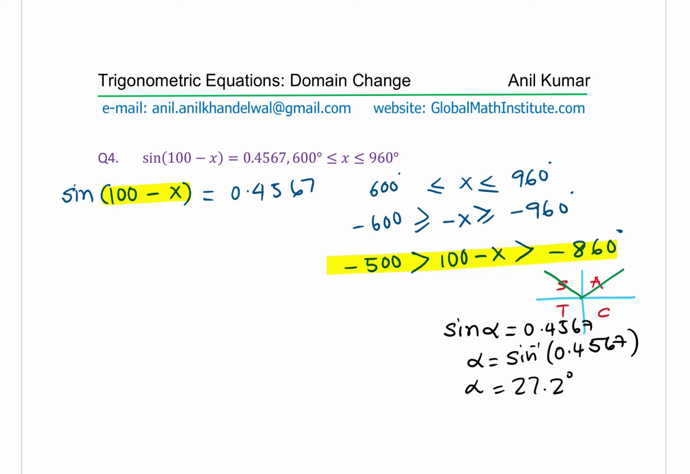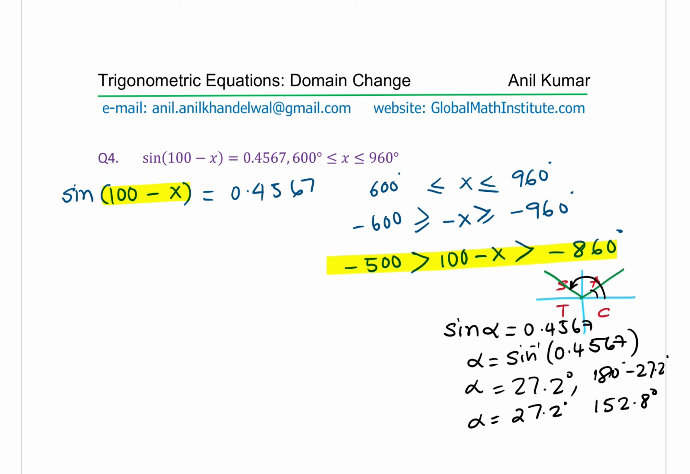So that is one angle which we get, and in quadrant 2 it will be 180 minus this, right? So the other one will be 180 minus 27.2 degrees, and that is how much? That is 152.8. So we have these two angles to begin with. So that becomes the starting point for us.